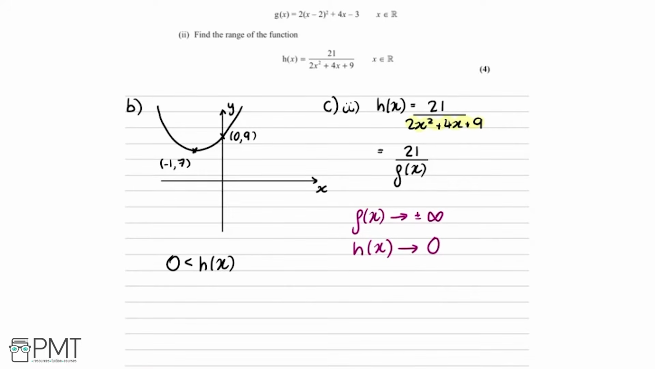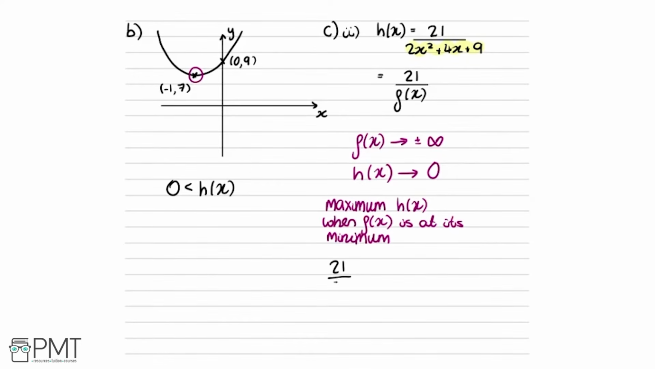Well, we get the largest value when we divide by the smallest value. So when f of x is minimum, that's when we're going to get the largest value of h of x. Actually, that's perfect, because right here, this is the minimum point of f of x. So down here I can write, we've got the maximum h of x when f of x is at its minimum. And we see when it's at its minimum, we've got a 7 here. So what I'm going to do is 21 divided by 7, which equals 3.